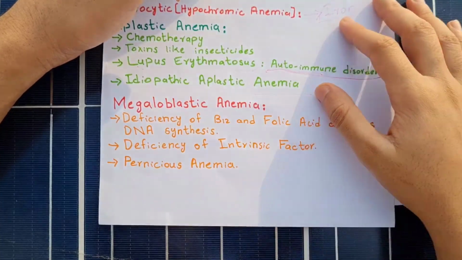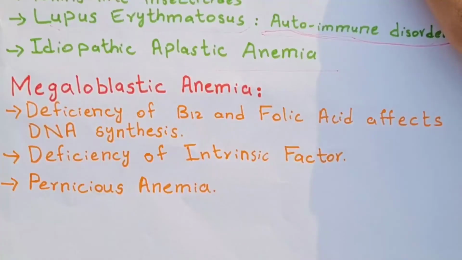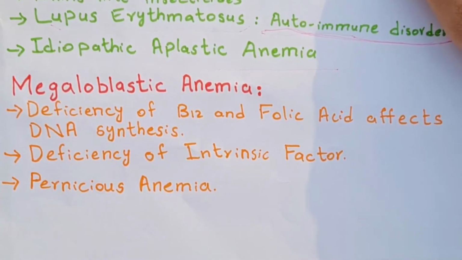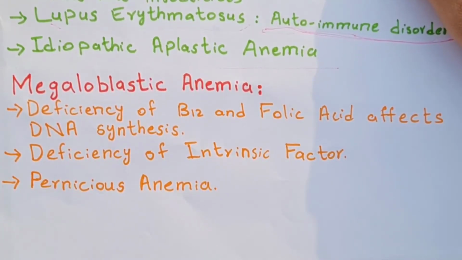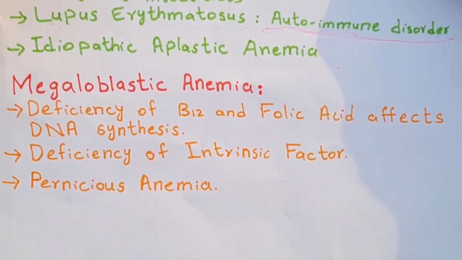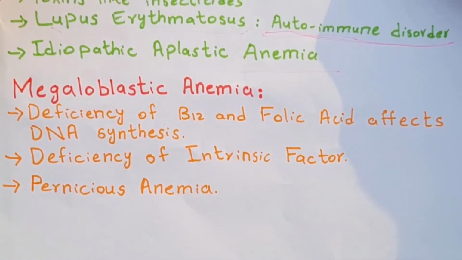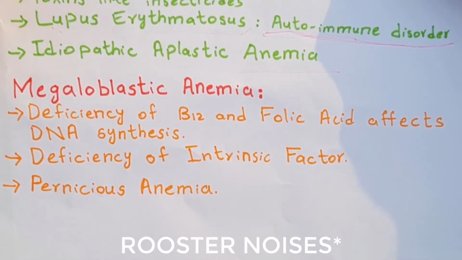So now let us discuss another class of anemia, that is megaloblastic anemia. Megaloblastic anemia is another name for macrocytic anemia. That is, in these types of anemias, there is an increase in the size of RBCs, which affects their oxygen carrying capacity, and that leads to anemia. So let's discuss different subclasses of megaloblastic anemia.